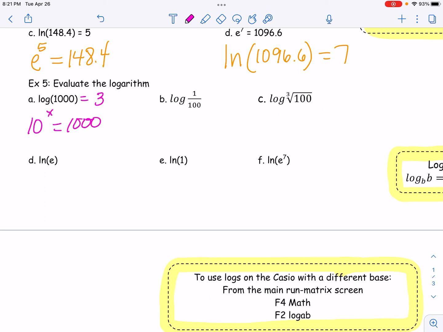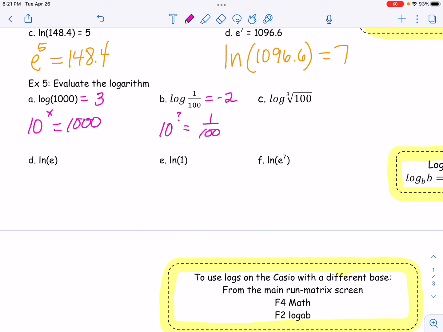And the second one, again, I don't see a numerical base, so 10 to the what power is equal to 1 over 100? Well, I reciprocate it, so I know that it's going to be a negative value, and then 10 to the what power gives you 100? The 2 power. So to get the 1 over 100, I had to use a negative 2 power.